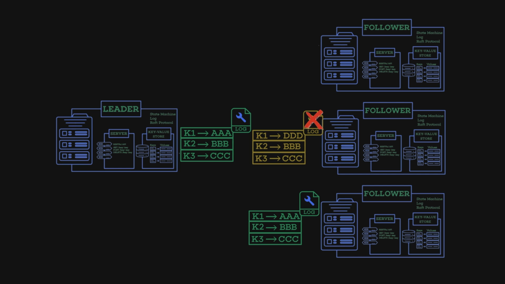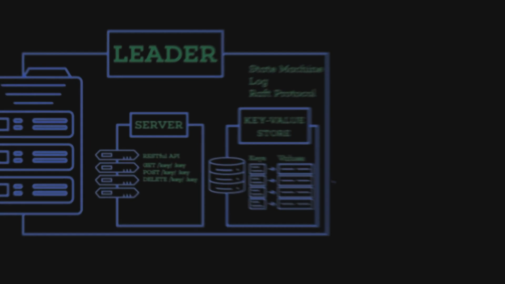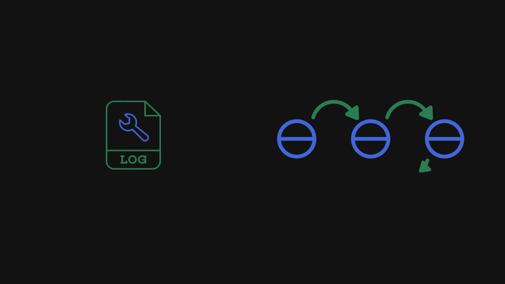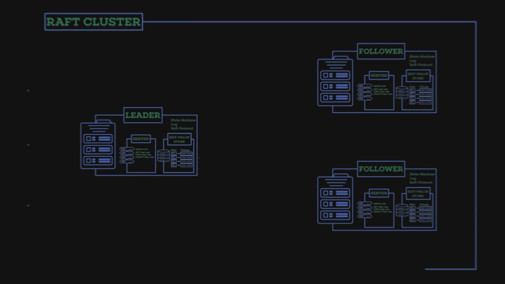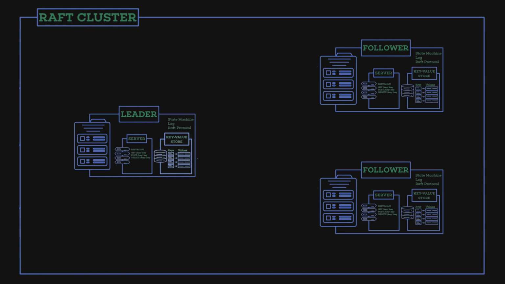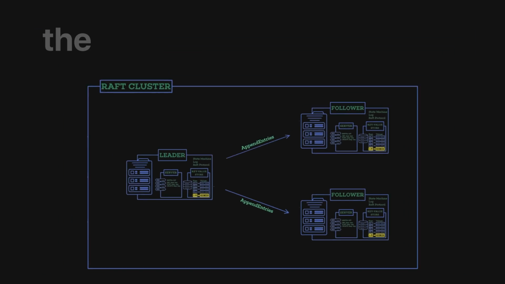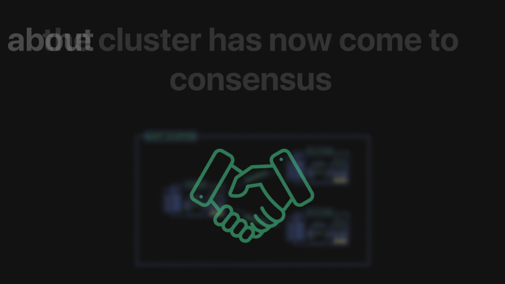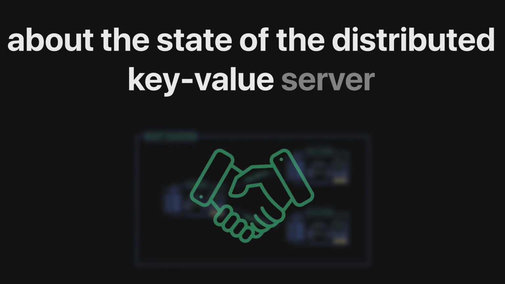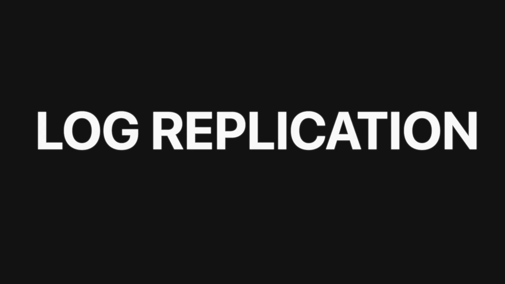Once a majority of followers have written this new entry to their logs, the leader commits the entry and applies it to its state machine. Essentially, we now have a replica in our cluster that has updated their key value store with the new key and value. Then, the leader sends append entries messages to the followers in its cluster, but this time, to notify followers that the entry has been committed and that they too should commit the entry. And with that, the cluster has now come to consensus about the state of the distributed key value server. This is known as log replication.